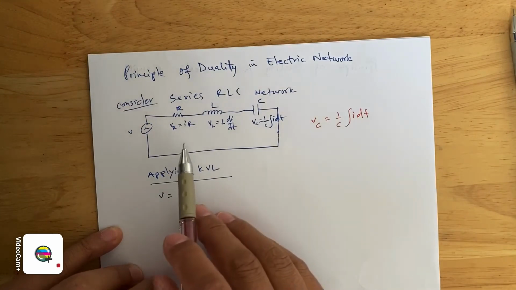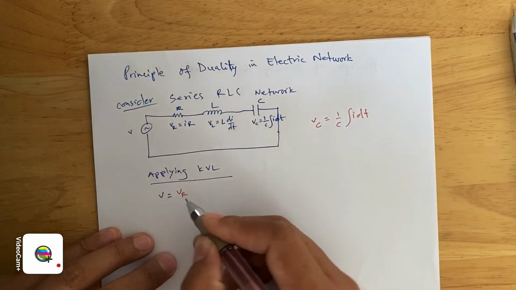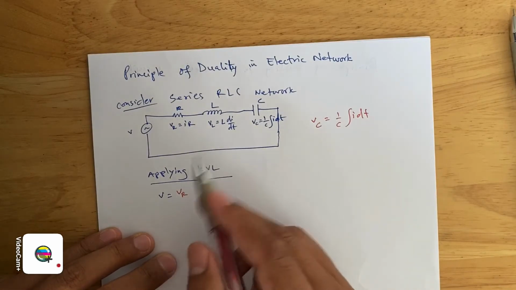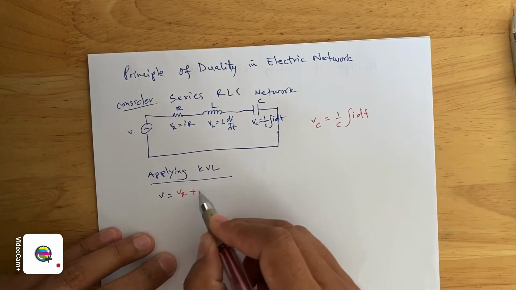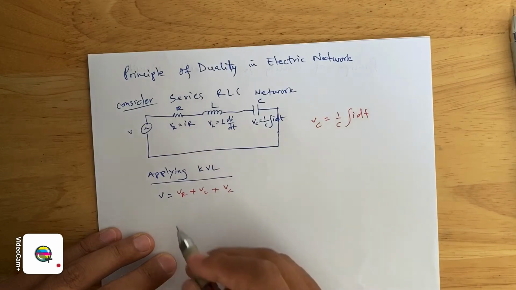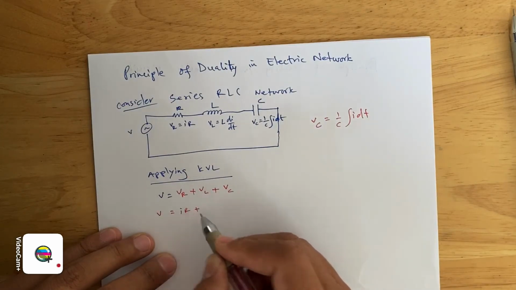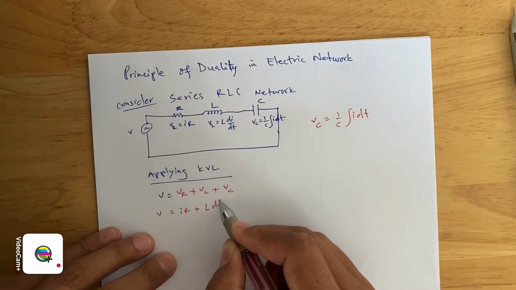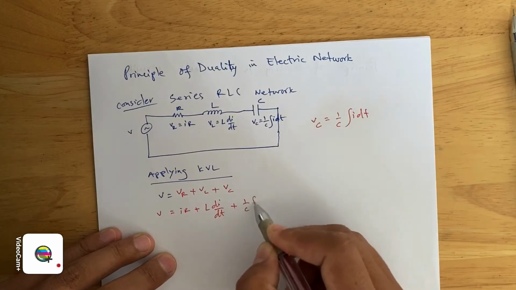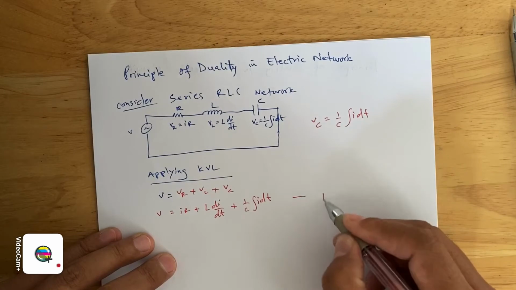Now if we apply Kirchhoff's voltage law in this network, the supply voltage V is equal to the voltage at the resistor plus the voltage at the inductor plus the voltage at the capacitor. If you replace these, V will be equal to IR plus L di by dt plus 1 by C integral I dt. Let's make this equation 1.